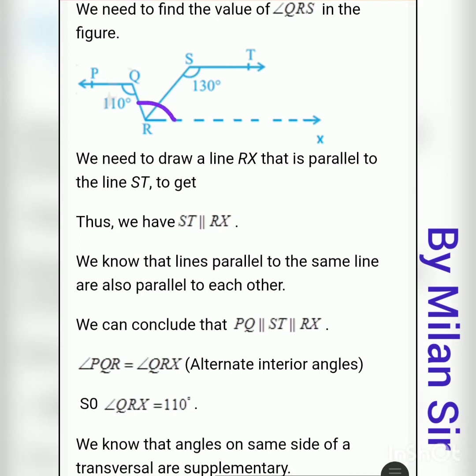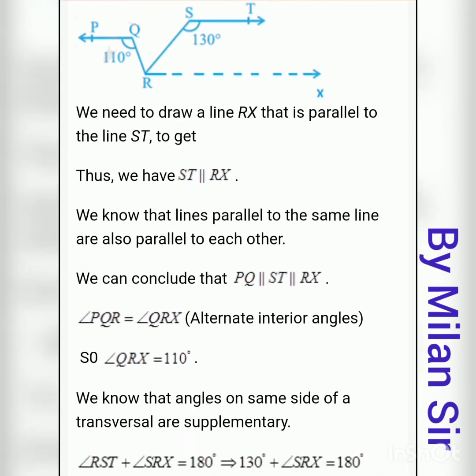So this angle, that means QRX, is 110, but we do not want the full angle QRX, we want QRS only. First of all we get the value of angle QRX, it is 110. Since a Z shape is there, we can write the reason: alternate interior angles.